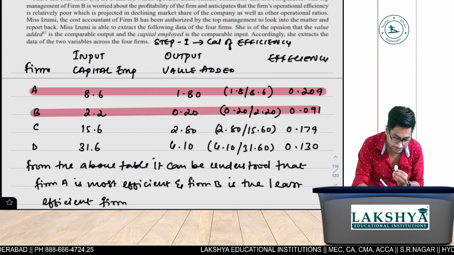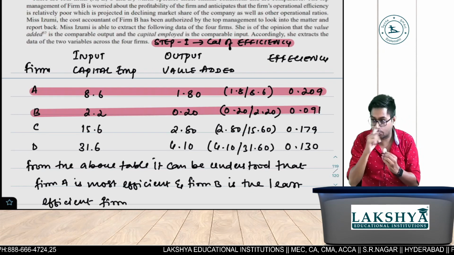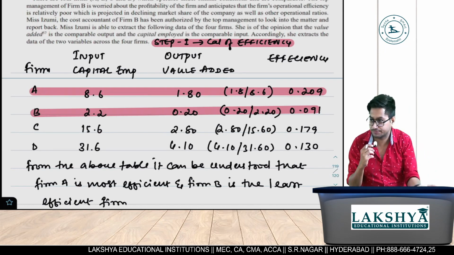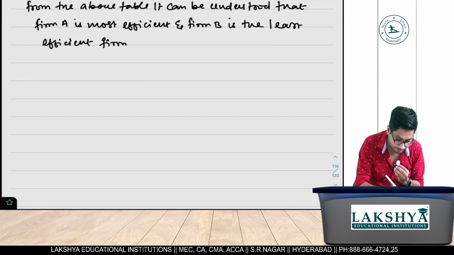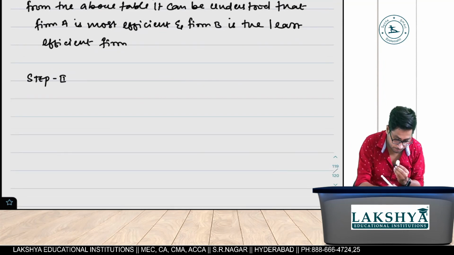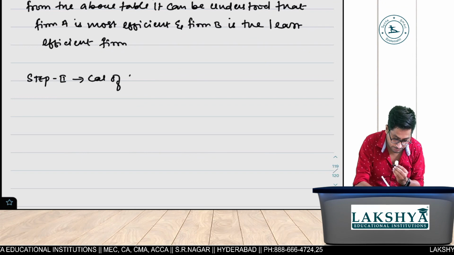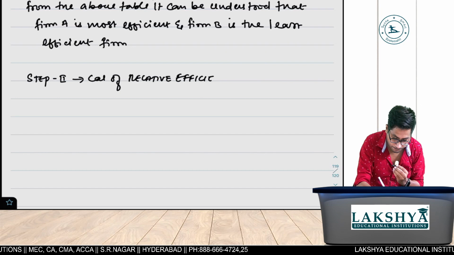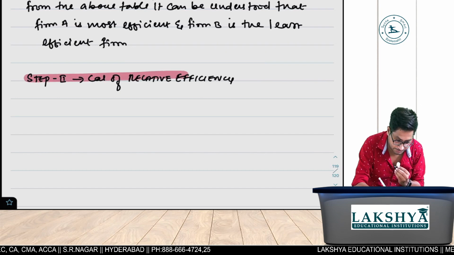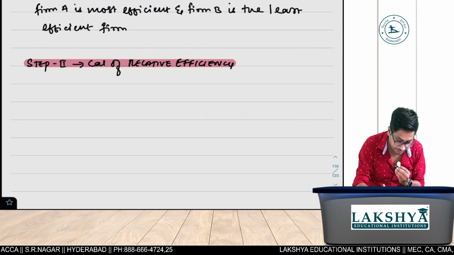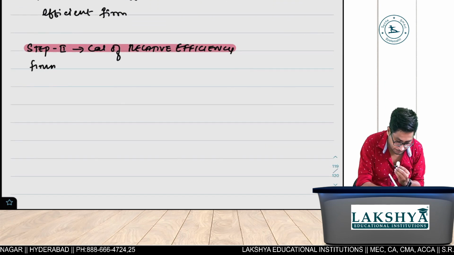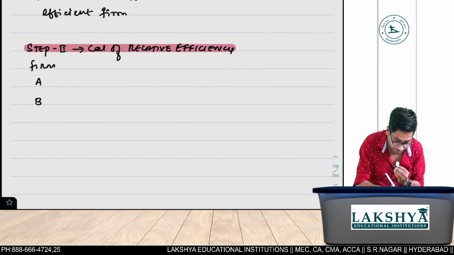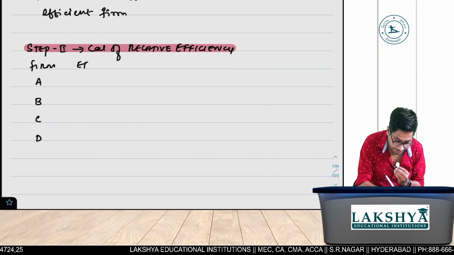Next, what is step number 2? Calculation of relative efficiency. How do I calculate the relative efficiency? By comparing my business with someone best. Step number 2, calculation of relative efficiency. For this, what do we need? Sir, first tell me the firm here. Firm A, B, C, D. And what is the individual efficiency?